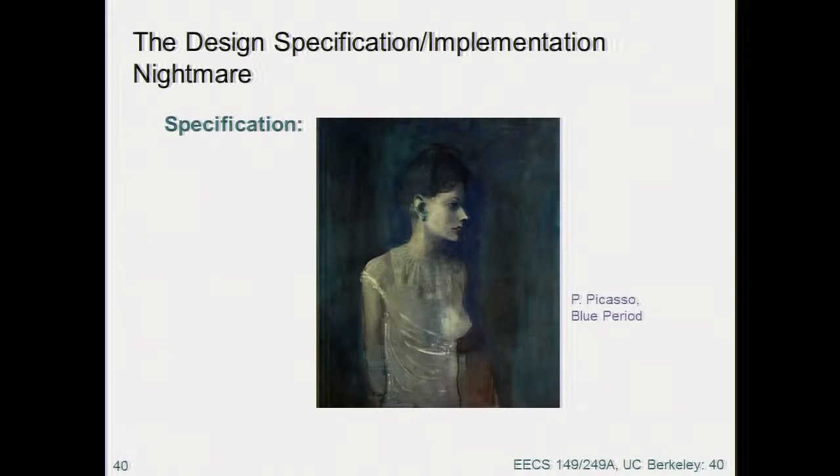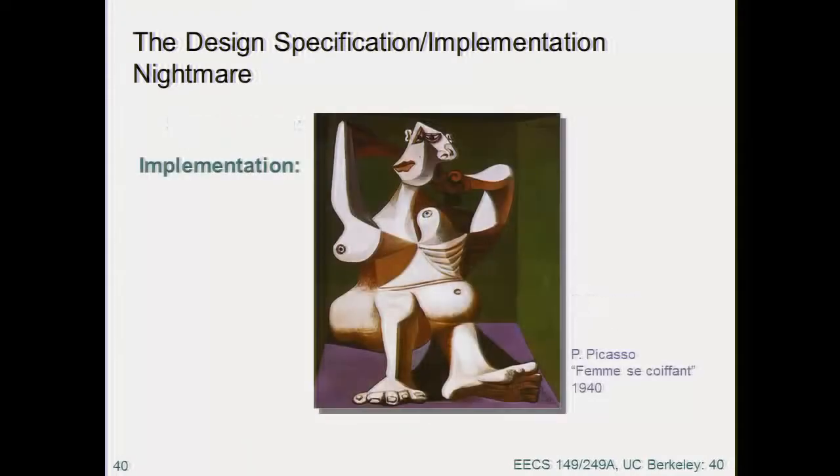The vertical side is about specifying what you want to do and then doing it. I love art, and I love Picasso in particular. This is Picasso's Blue Period. Remember, Picasso was an abstract painter, but at the beginning he was not abstract in the least. Look at that painting. It's wonderful. This is a specification. And this is the guy who designed the cyber-physical system, the car that refuses to have accidents, gives it to the engineers, and they come back with this.